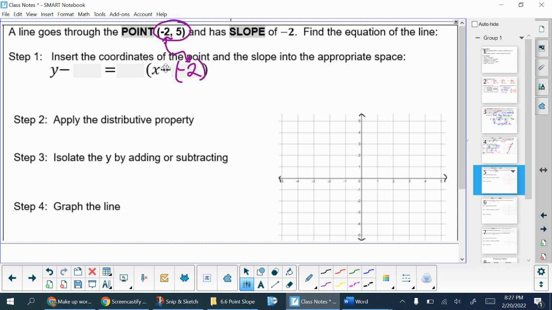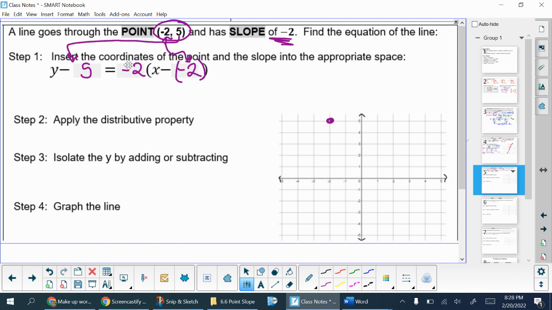This minus part is part of the equation. That's a negative 2, x minus negative 2. The y-coordinate is the 5, so that's going to go there, y minus 5. And then we've got the slope of negative 2. Before I even do any of this stuff here, I'm going to go ahead and graph that. So since I have this minus negative 2 and minus 5, I'm going to go ahead and graph the point negative 2, 5.